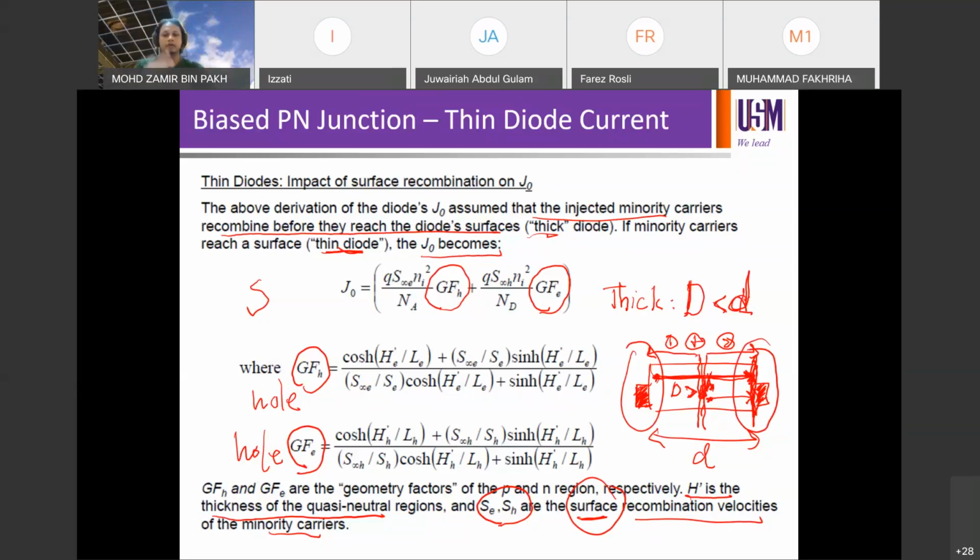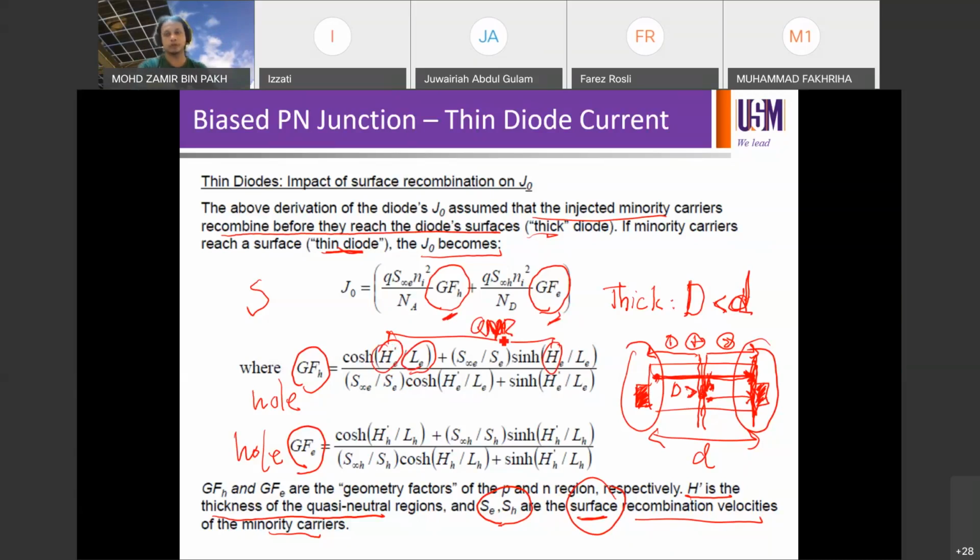On the other hand, if we talk about the thin diode, you can see the GF here, the geometry factor. The geometry factor incorporates the component of the quasi-neutral region and the diffusion length. This quasi-neutral region is approaching the QNR thickness, or the device thickness, if you like.